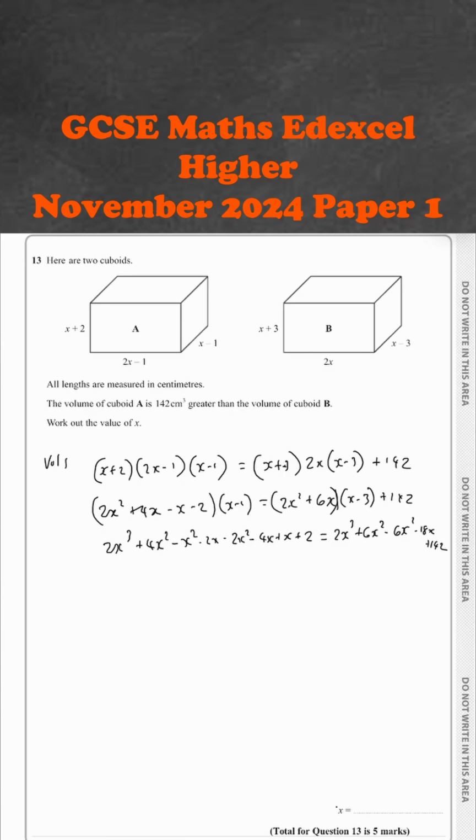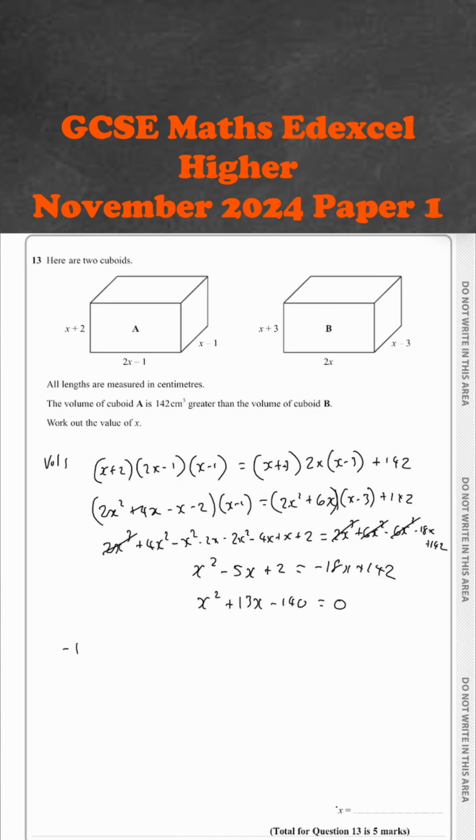Let's simplify a little bit. We're going to get rid of these 6x squared straight away. 2x cubed is on both sides, so let's get rid of that as well. Over here we have 4x squared minus x squared, so we've got 3x squared minus another 2x squared, we just get x squared. Then we have minus 2x minus 4x plus x, so that is minus 5x plus 2 equals minus 18x plus 142. Let's put it all on one side, we get x squared plus 13x minus 140 equals 0. And then we're going to use the quadratic formula to solve this.